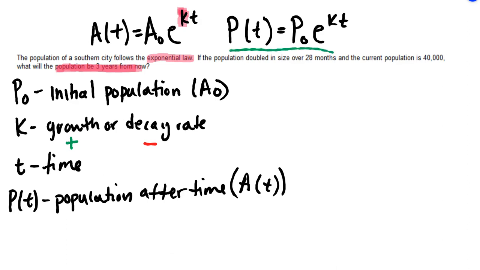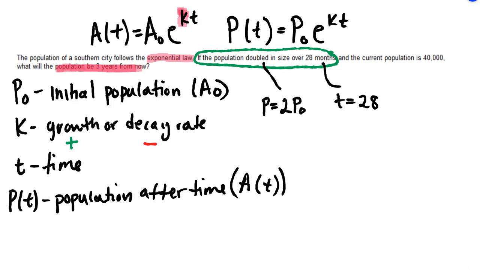So we're going to be able to find the growth rate with just this piece of information in the beginning about the population doubling in size over 28 months. So the 28 months is a time, and the population doubling in size tells me the relationship between P0 and P. So P will be twice P0 for the population to double in size. So with that information, we're going to be able to substitute into the formula and solve for k, the growth rate. So let's do that.